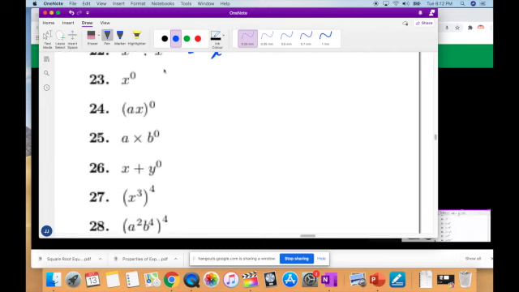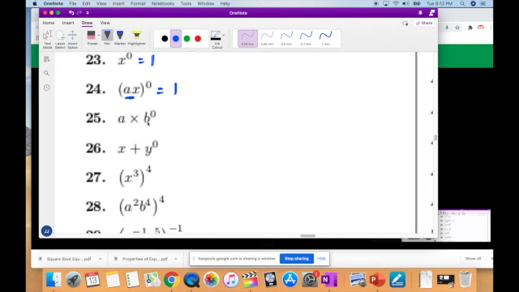Of course, anything to the power of 0 is 1. This will end up being 1, so you have a multiplied by 1, which is just a.